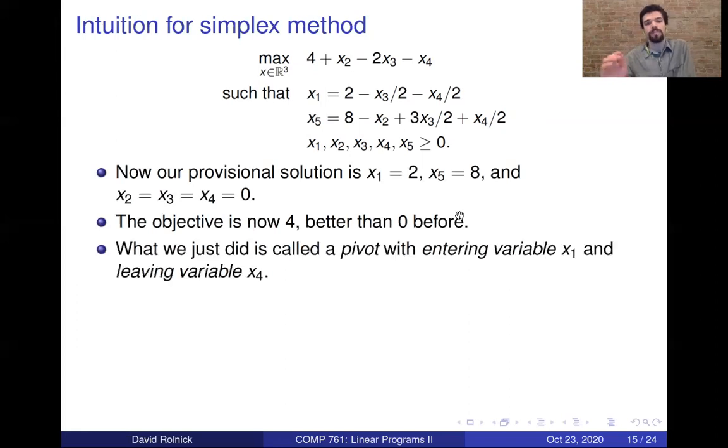Now it's 4. This is called a pivot. We have an entering variable, x1, which is the thing that got increased. It was previously 0, now it's 2. And we have a leaving variable, x4, which was previously non-0. It was 4 previously, and now it's 0. And what that basically meant is we swap x1 and x4 here, and then substitute in everywhere else so that x1 is now no longer anywhere but here. Are there questions about this?